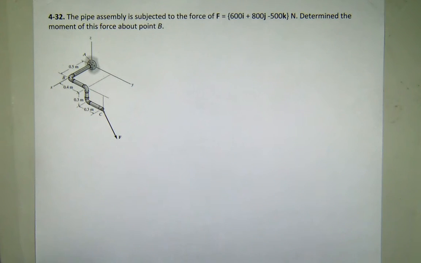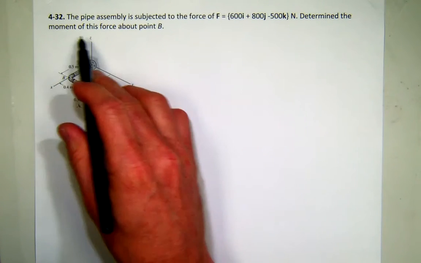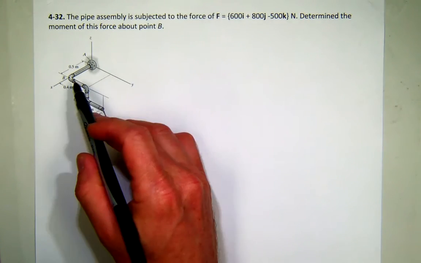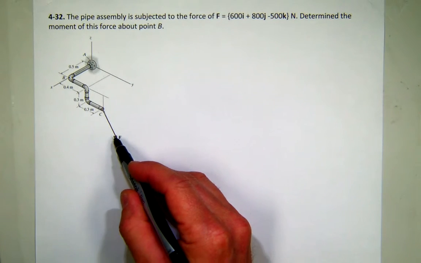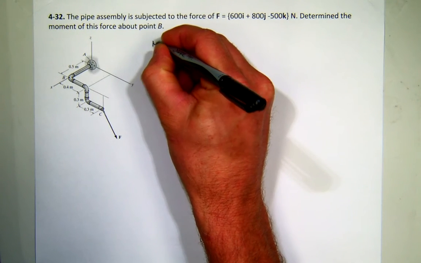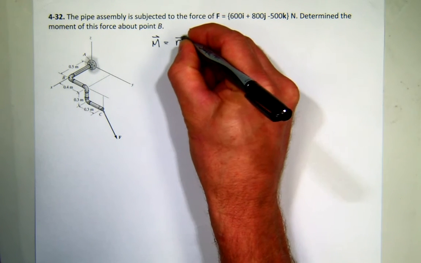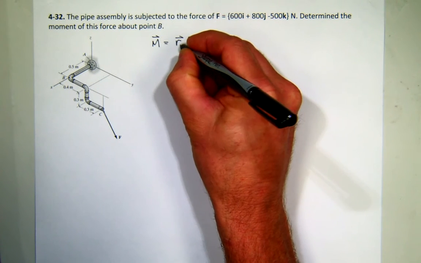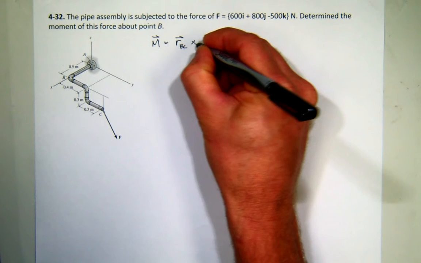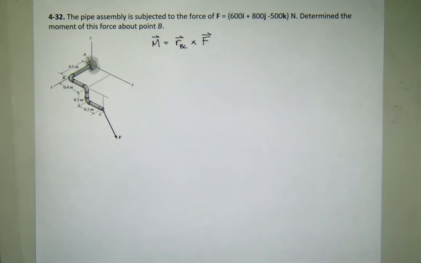So to find the moment about B through this force at F, remember our strategy is going to be that the moment vector is equal to the position vector, in this case from B to C, and we're going to cross that into the force vector. That's our basic strategy.